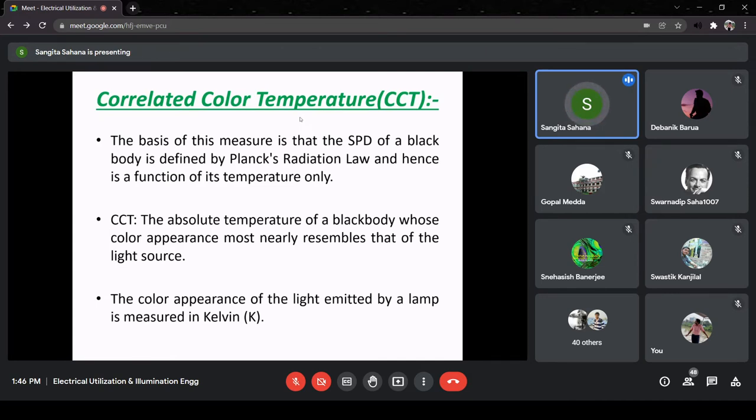That color and the color of the bulb in my house are the same. Okay, means we are correlating the color of this bulb with the temperature of the blackbody to get an idea. Just to quantify the color. Meaning more yellow, more cool, more blue, how to quantify. To quantify color we are using CCT.